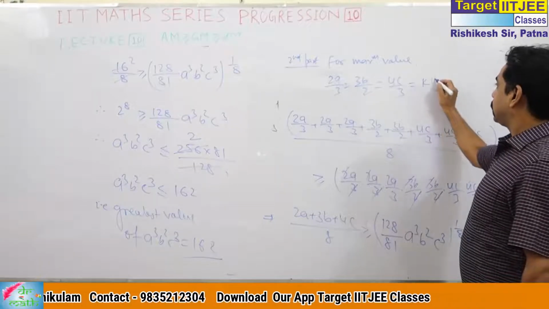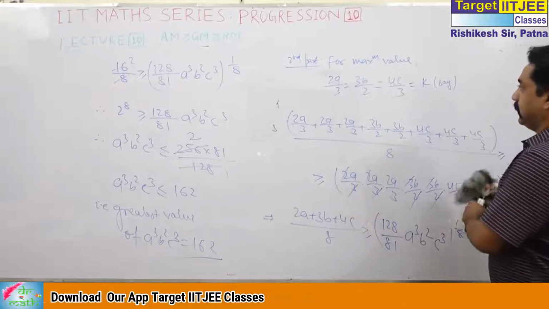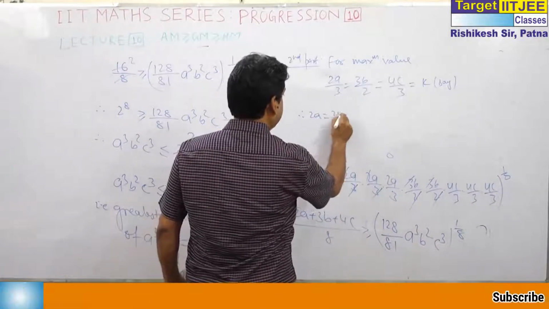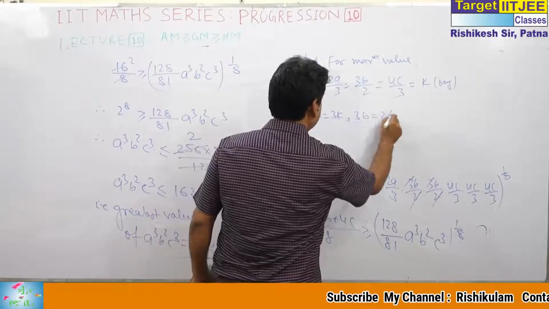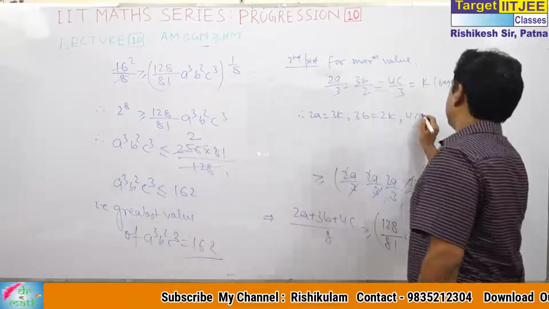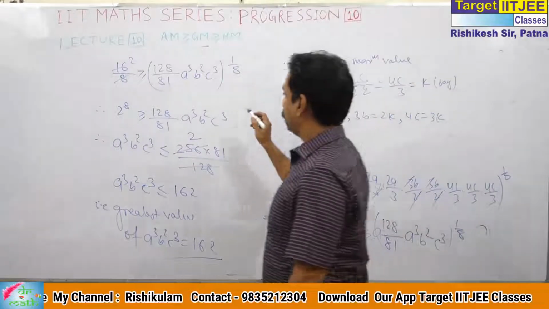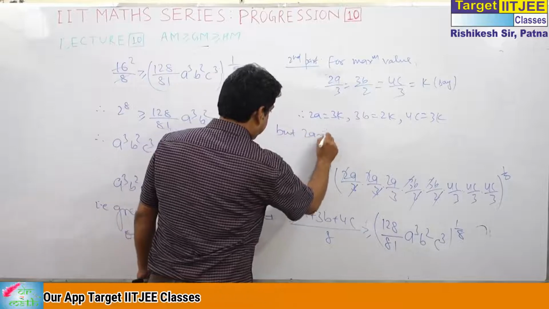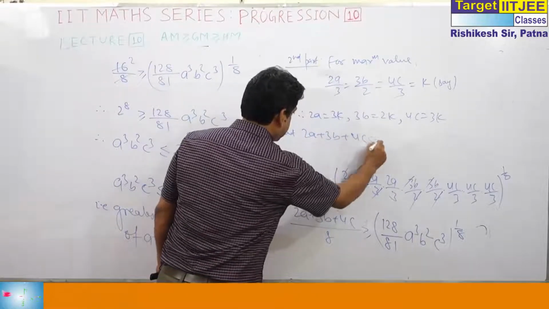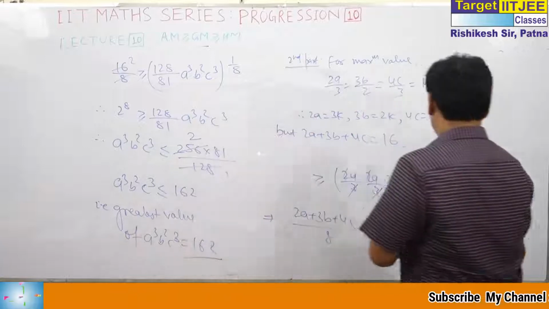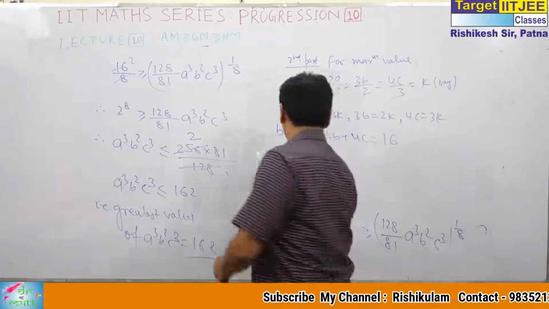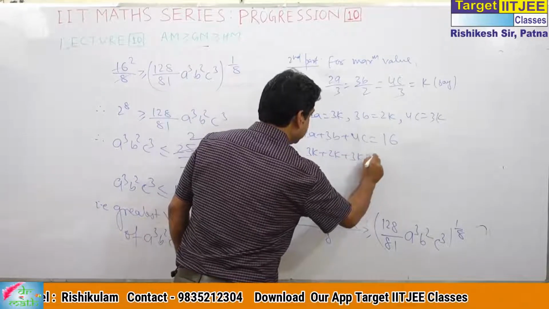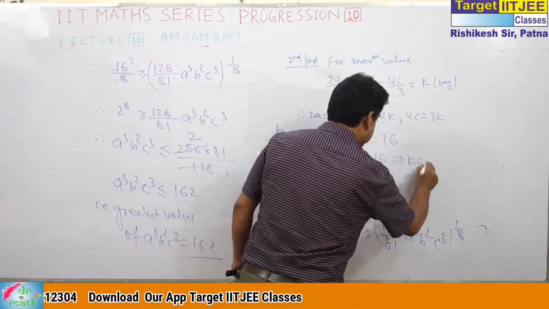Suppose this is K. Then 2A is equal to 3K, 3B is equal to 2K, and 4C is equal to 3K. From here we can find the value of K, but 2A plus 3B plus 4C is equal to 16. This is the given condition. So 3K plus 2K plus 3K is equal to 16, which means K is equal to 2.